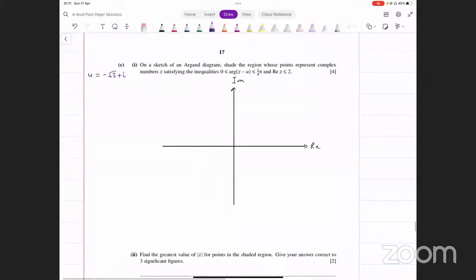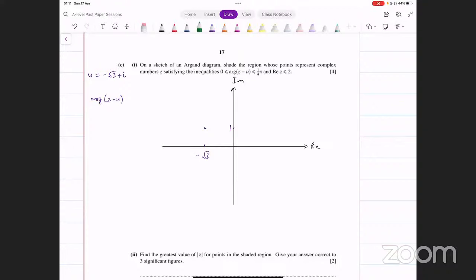ठीक है. अच्छा, हमें क्या करना है? Argument of z minus u. Argument of z minus u क्या मतलब है? आपने u point को mark करना है पहले. Minus square root of 3. That's going to be somewhere here. 1 ऊपर, so that may be somewhere here. Let's say this is the point that we have. This is u. ये point mark कर लिया.